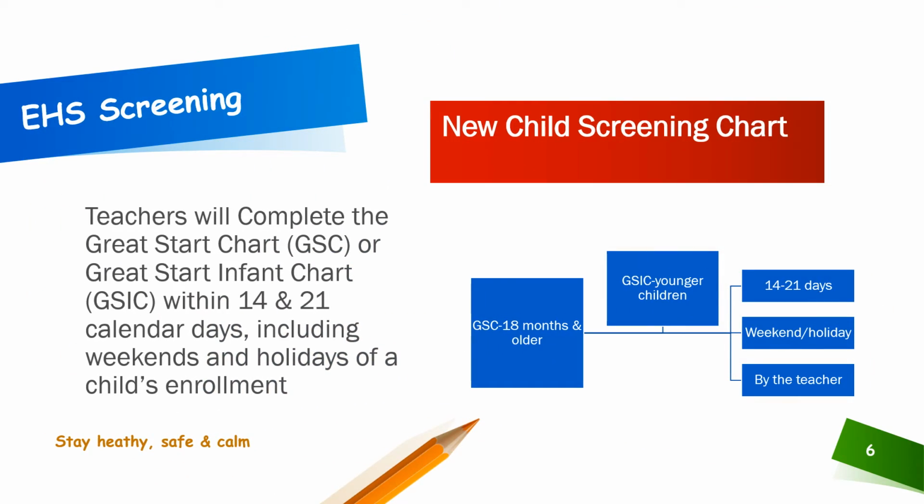For the EHS screening, teachers will complete the Great Start Chart or the Great Start Infant Chart within 14 to 21 days, including weekends and holidays, of the child's enrollment. So let's talk about the Great Start Chart. It's for children 18 months and older. And a Great Start Infant Chart would be for children younger than 18 months. Remember, they have to be completed within 14 to 21 days of enrollment.